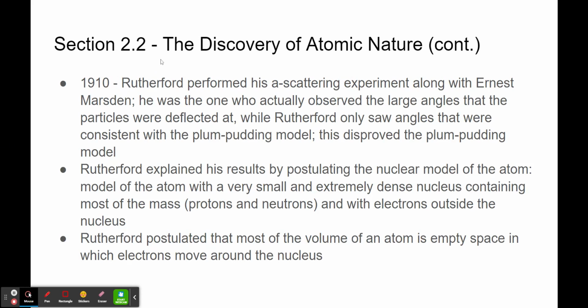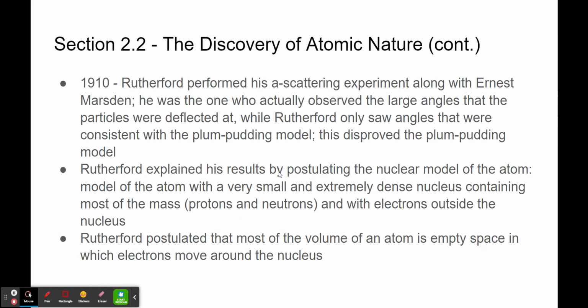And in 1910, back to Rutherford, he performed his alpha scattering experiment along with Ernest Marsden. And he was the one, Marsden, who actually observed the large angles that the particles were deflected at, while Rutherford only saw angles that were consistent with the plum pudding model. And the fact that Marsden saw this disproved the plum pudding model entirely. And all this will be seen on the next slide. I have a graphic, so if this seems confusing now, I'm sorry.